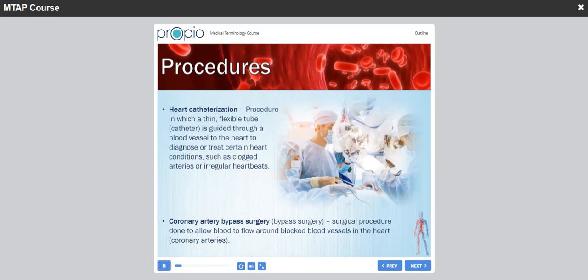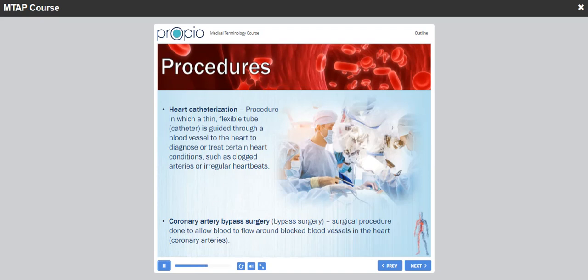Heart catheterization. It's a procedure in which a thin, flexible tube, a catheter, is guided through a blood vessel to the heart to diagnose or treat certain heart conditions such as clogged arteries or irregular heartbeats.